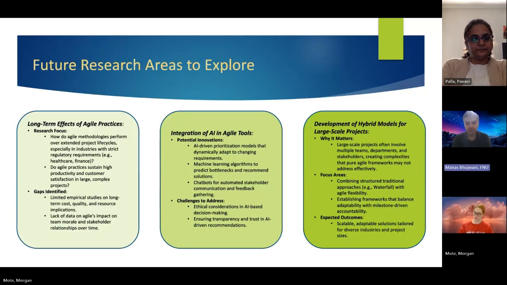So the future research areas to explore are things like the long-term effects of agile practices, for example, how do agile practices sustain high productivity and customer satisfaction in large and complex projects? There are also gaps or a lack of data on agile's impact on team morale and stakeholders. There's also the integration of AI and agile tools, which I think is one of our favorites. AI-driven prioritization models that dynamically adapt to changing requirements. And I think the challenge is to consider ethical considerations and transparency, which can be a big legal factor.